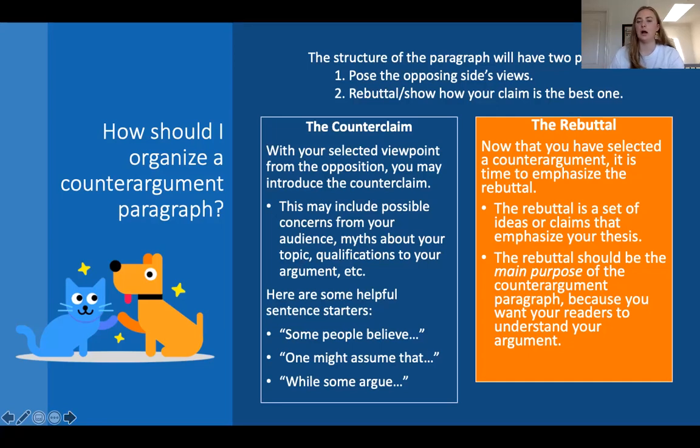Now that you have those two ideas in mind, you can think about how to organize a counterargument paragraph. Like we discussed before, there's two parts to this. The first is to pose the opposing side's views, and the second is to rebut, or show how your claim is the best one.